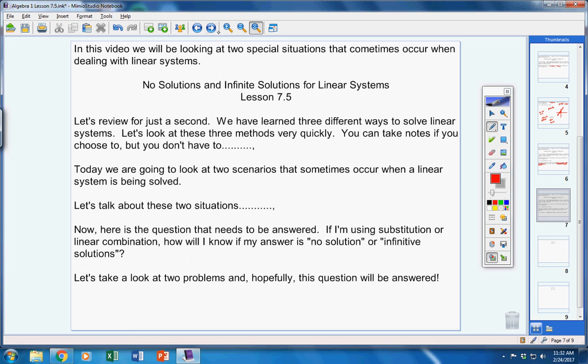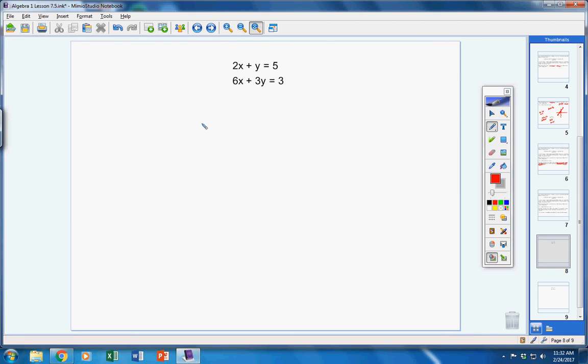Okay, let's look at two problems. Here we go. Alright, please copy this problem in your notes. We're going to look at this problem, and we'll look at this problem here last, okay? Now, for this problem here, I'm going to use substitution just because I feel like it, okay? So I'm going to use substitution to solve this and watch what happens.